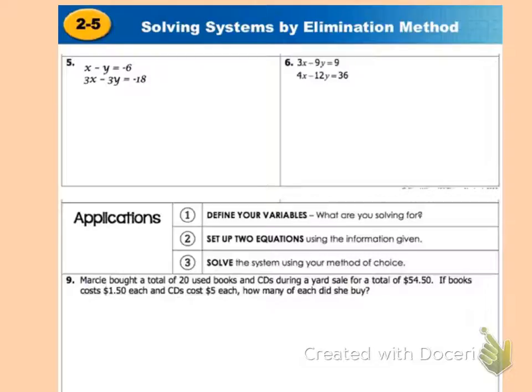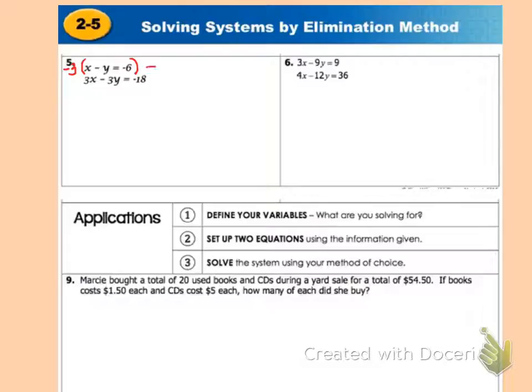So example number 5. So we always want to take a look and see if it's already set up for us to get started adding or subtracting, and clearly in this example it's not. We have coefficients of 1 for the x and 3 for the x in the second equation, and for the y -1 and -3 for the y in the second equation. And so we've got to do a little work, and we've got to decide which one to target. So I'm going to target the x coefficient, and I want to make them opposite, so I'm going to multiply this whole top equation by -3. That way I'll make the coefficient of the x -3, and that'll be the opposite of the one in the bottom equation.